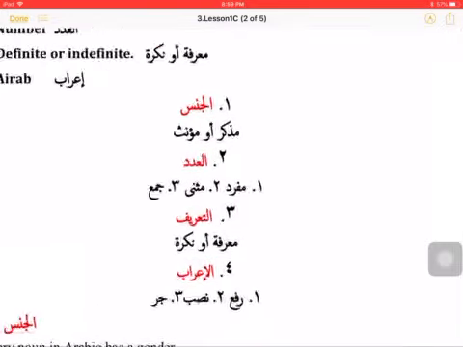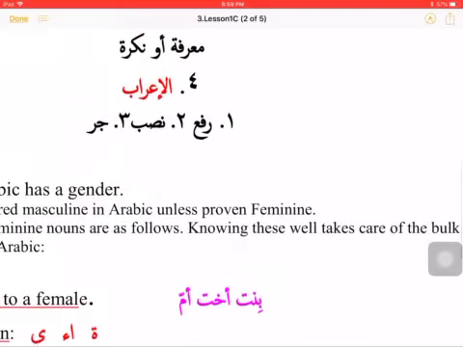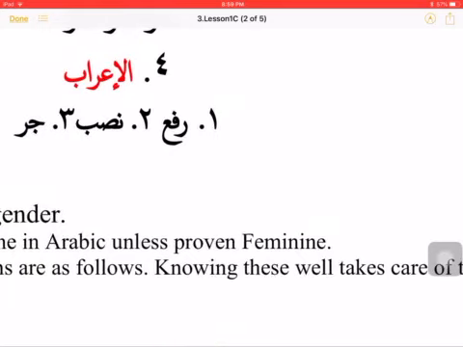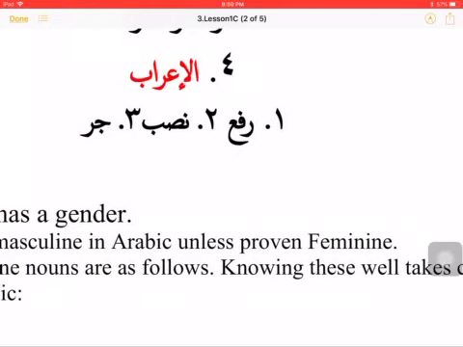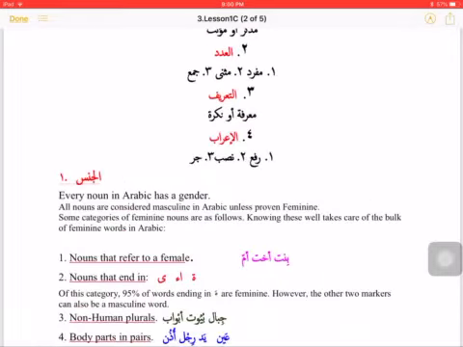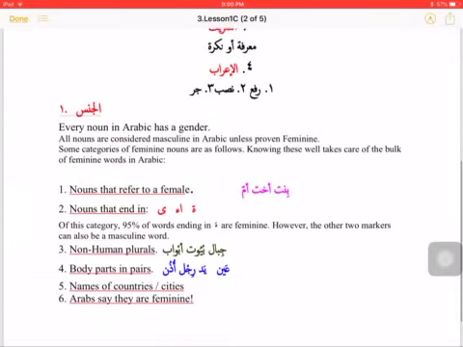The jins, meaning an ism will either be mudhakkar or mu'annath. Adad, it will either be mufrad, one, muthanna, two, or jam', more than two. Ta'rif, the ism will either be ma'rifa, meaning definite, or it will be nakira, meaning indefinite. I'rab, this is something that we don't have an English equivalent. The ending of the word changes and tells us the role the word is playing in the sentence. I'rab can be raf', nasb, or jarr. These are the four properties, inshallah, of every ism.